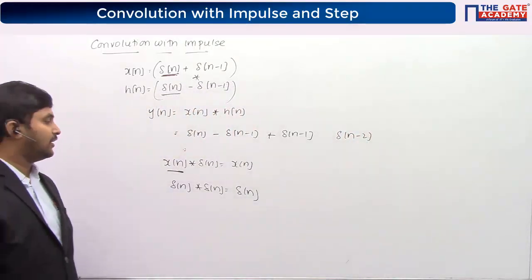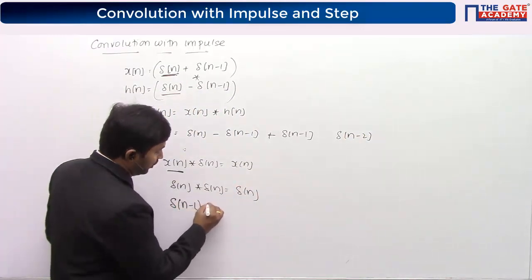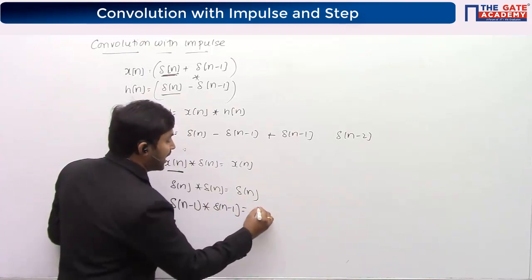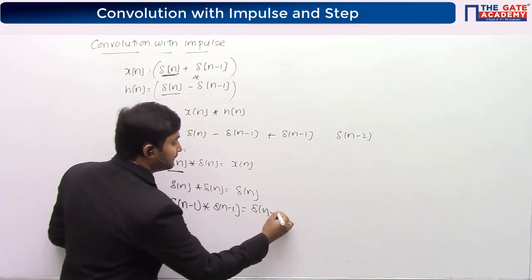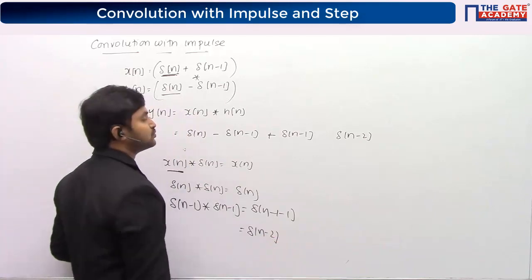Okay, if you know that del of n convolved with del of n is del of n, then del of n minus 1 convolved with del of n minus 1 gives whatever result you had before, the same result. The only thing is that your shifts will be added. It will become del of n minus 2.